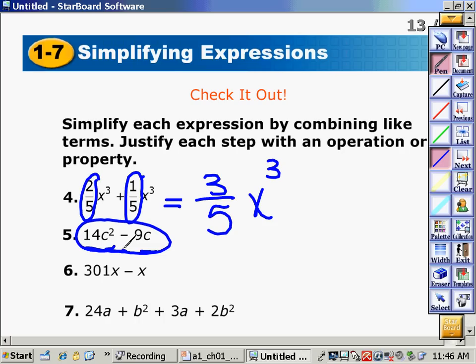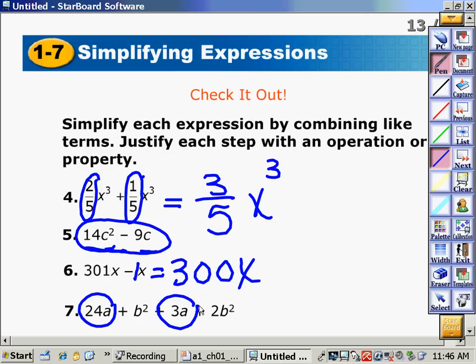Number 6, 301 x's minus the 1 x. Remember, the coefficient of a variable that doesn't have a number in front is 1, and that is 300x. Love it. All right, number 7. I'm going to start with the a's. We usually put them in alphabetical order. 24a and 3a is 27a. And then we have 1b squared added to 2b squared, which makes 3b squared.